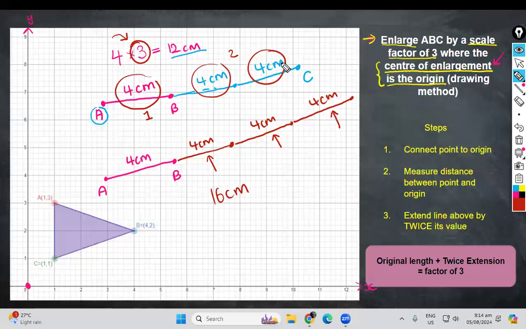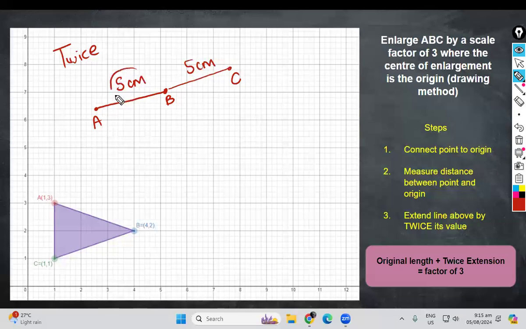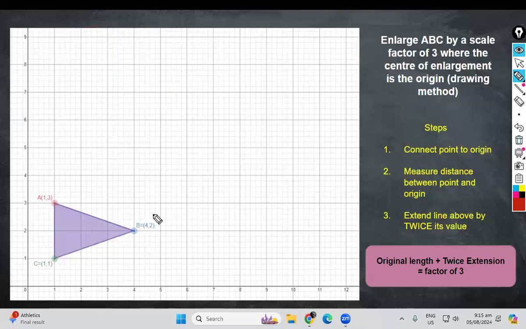That's very important to know, that the first length counts as 1. And if you ask me to make a line twice as long, and the original length of the line was 5 centimeters, the final length has to be what? 10 centimeters, because the first 5 centimeters counts as 1, and the additional 5 centimeters counts as another 1. 1 plus 1 is 2, twice.